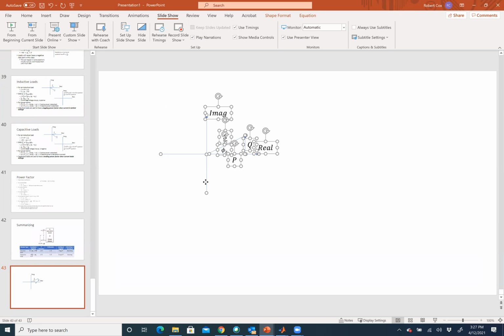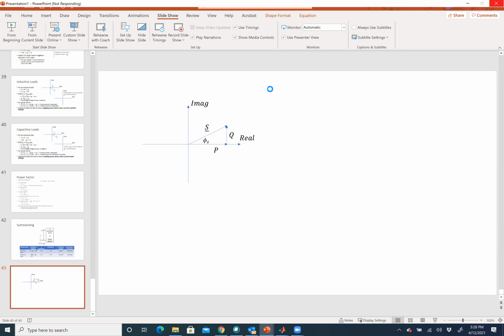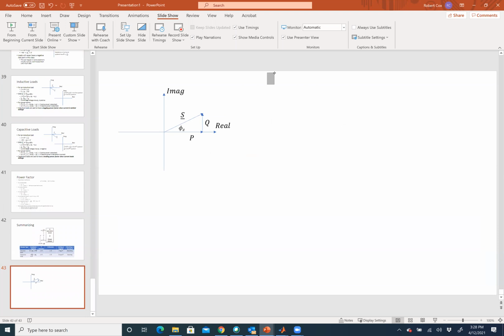This was my picture I had for that complex power vector. That complex power vector, if I wrote it out, was S equals VRMS IRMS cosine phi z plus j VRMS IRMS sine phi z, like that.